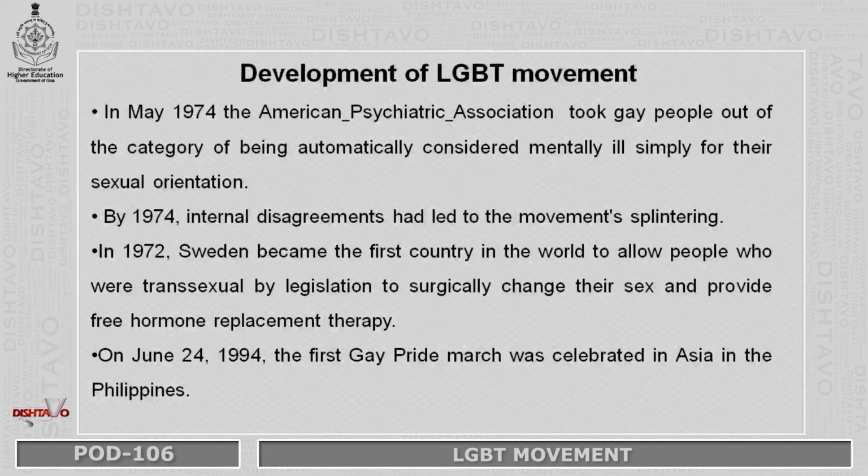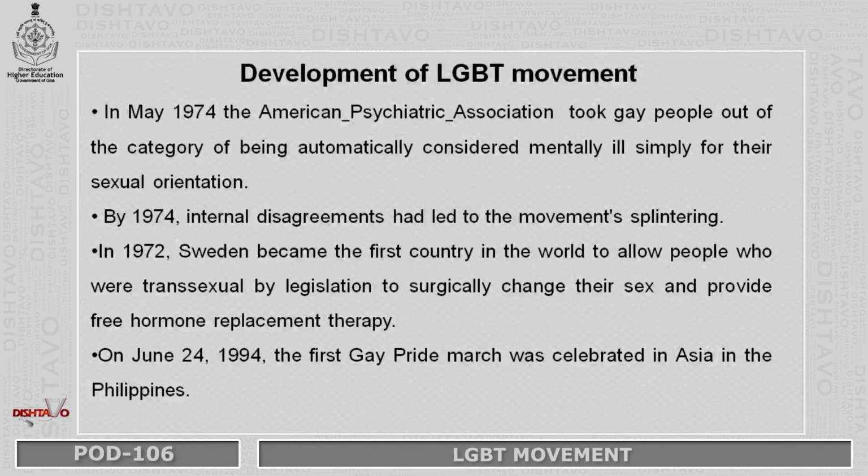So in May 1974, as the result of all such radical activism, the American Psychiatric Association took gay people out of the category of being automatically considered mentally ill simply because of their sexual orientation, which was considered a psychic issue. Since 1974, it was not considered a psychic issue. By 1974, internal disagreements had led to the movement splintering. Within the gay liberation front, there were lesbians who felt that their views were not being represented. So there was a splintering of this movement.